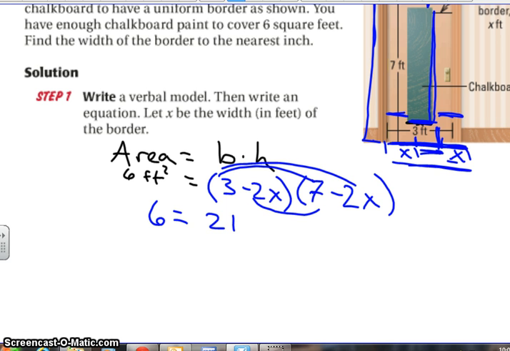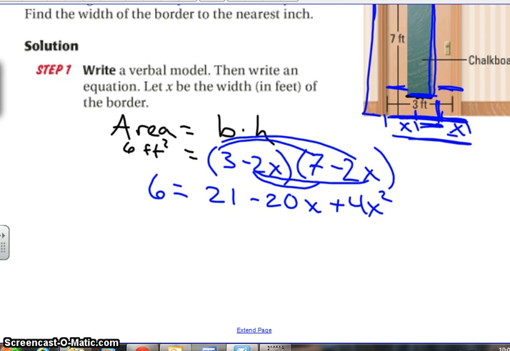Minus 6x minus what? So minus 6 and minus 14 is what? Minus 20x. And then negative 2x times negative 2x plus 4x squared. X times x is x squared. Okay? So this doesn't look the way we normally see it, right? This isn't in the kind of standard form we're used to seeing.